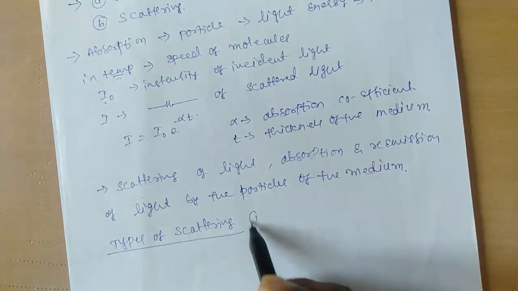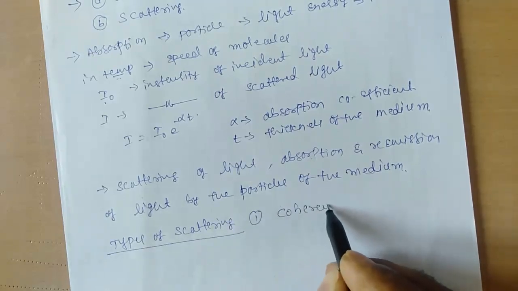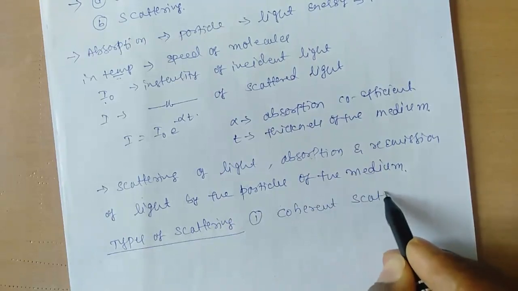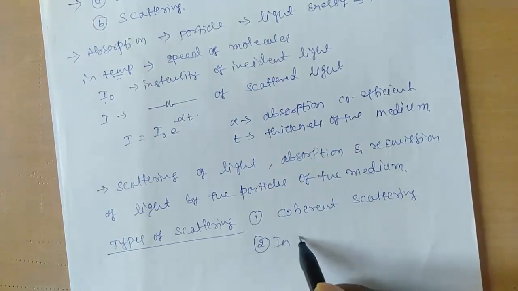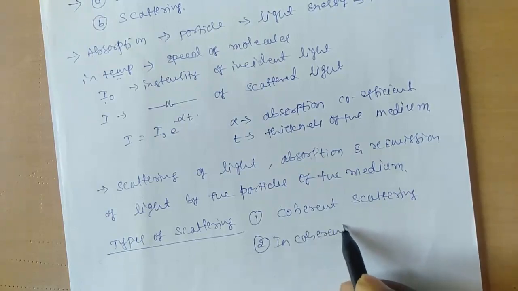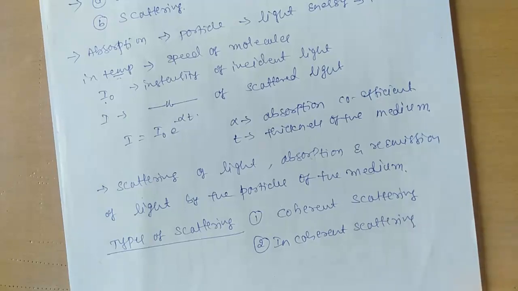So there are two types of scattering. One is known as coherent scattering and the other is incoherent scattering. One is coherent scattering and the other is the incoherent scattering.